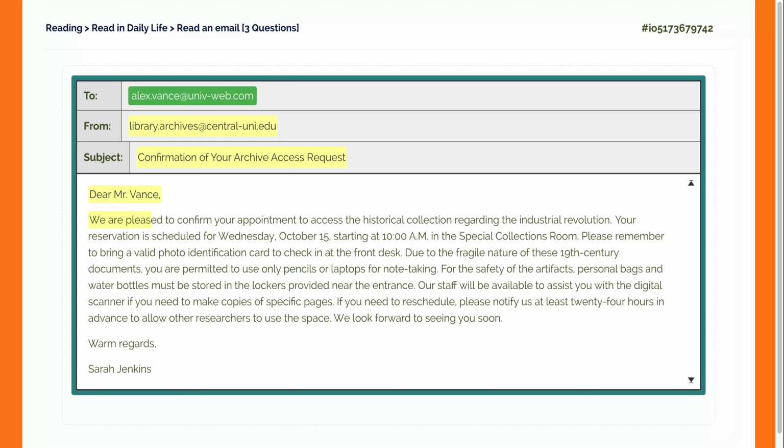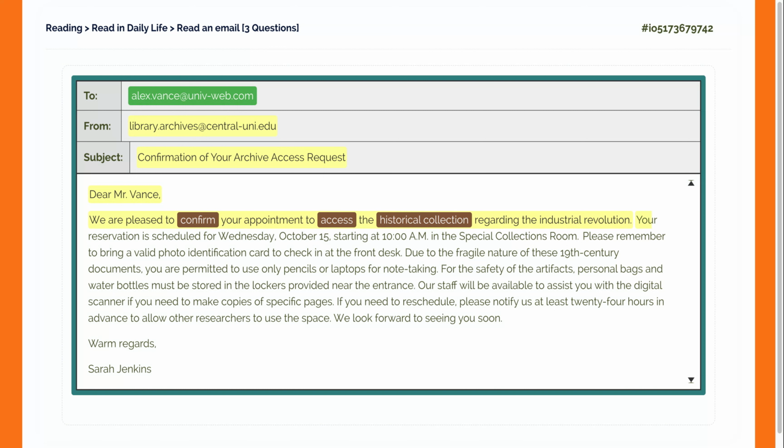We are pleased to confirm your appointment to access the historical collection regarding the Industrial Revolution. We start with a very clear opening sentence. The writer uses the word confirm to show that the request was successful. The phrase access is the main action here, and we see exactly what Mr. Vance is looking at, the historical collection. This gives us the specific topic of his research, which might be important for a detail question later.